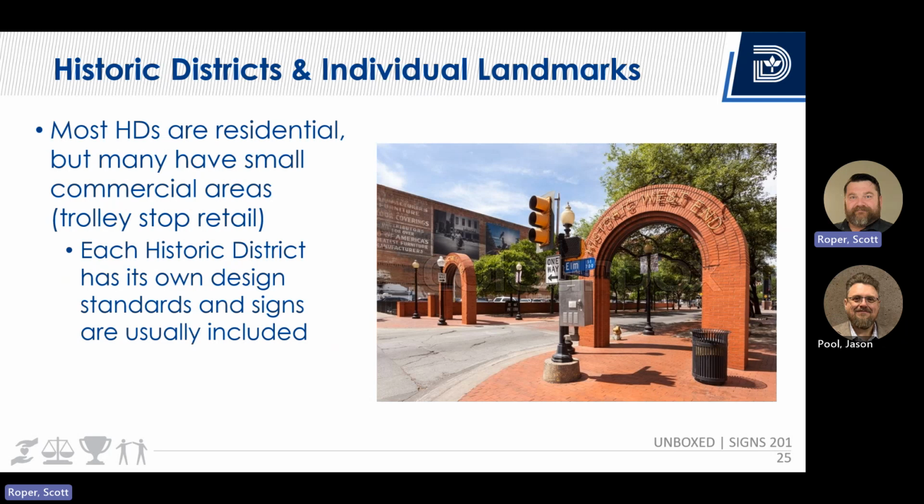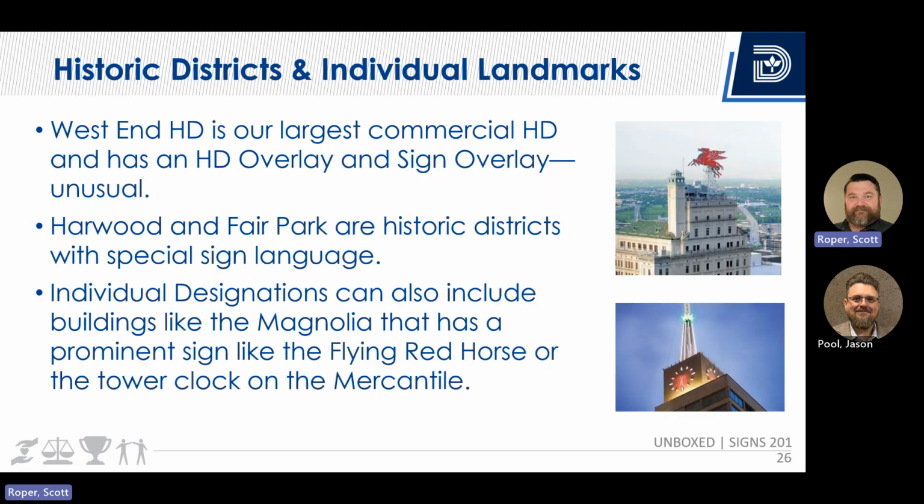One thing that I do want you to think about, again, is please engage with us early on that and get in touch. The West End is one of the unusual ones because it has several layers. It's got the West End Historic District, which has the sign portion in it, and then you have the special sign district for that one. I don't think Harwood. So Harwood and Fair Park are also historic districts.